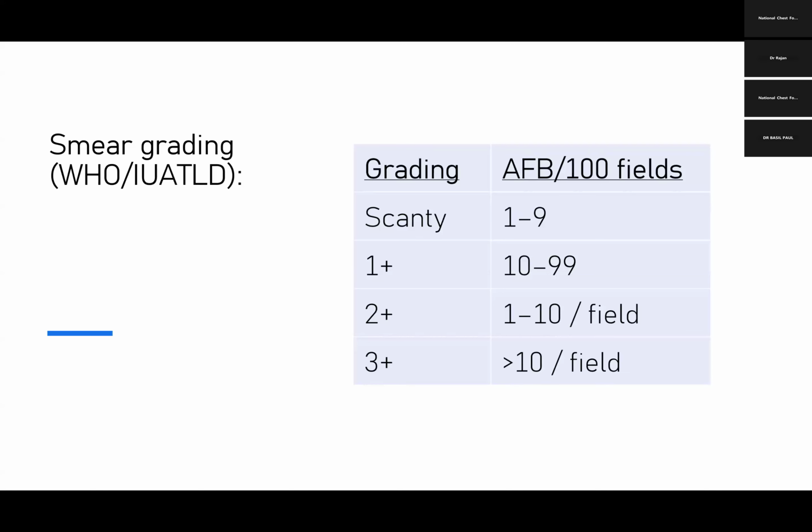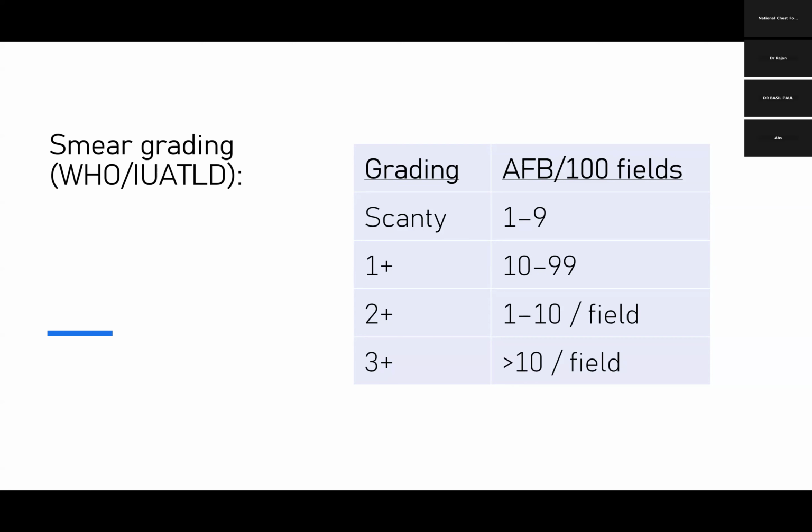So what are the smear grading guidelines? You have to initially see 100 fields. More than that, you can also see. So you label the sample as scanned. If there are no AFB visible, then you label it as none, nil, negative.